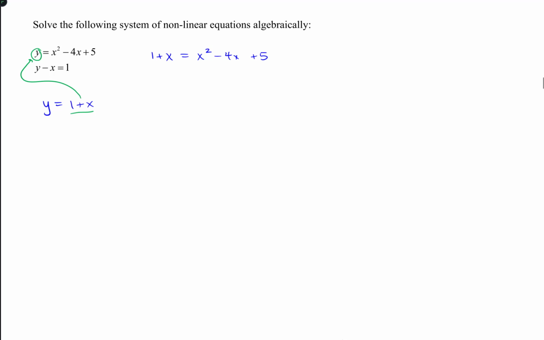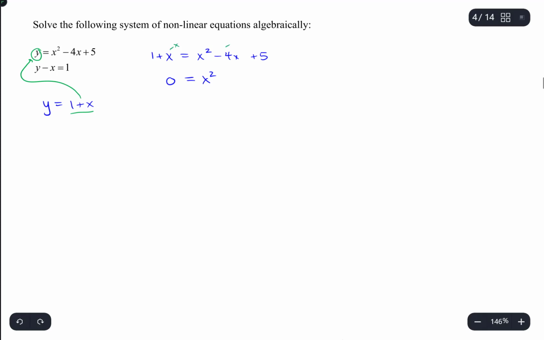But since I have a squared equation here, the best thing to do is get everything to one side of the equation and have it set equal to 0, and see if we can do any factoring. So if I subtract x from both sides, negative 4x minus x is going to be negative 5x. And then I also need to subtract 1 from both sides to get that 0 on the left-hand side. So 5 minus 1 is 4.